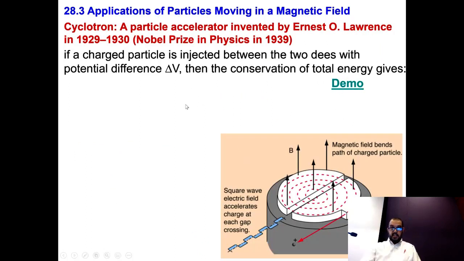All right. This is another device. This is a device that is available in hospitals. So, for example, Al-Ain Hospital has this cyclotron. The cyclotron uses both electric and magnetic fields.